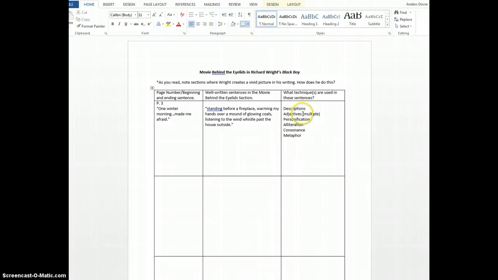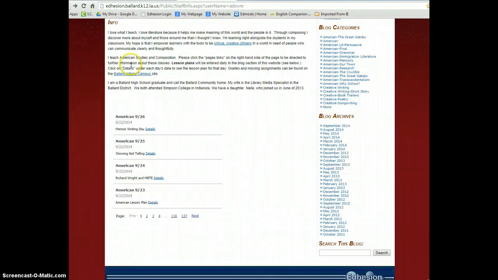And so we talked about using multiple adjectives in our description. We talked about using figurative language like personification and metaphor. We talked about using alliteration like wind, whistle, and consonants like before, a fireplace. So we went through and looked at that. This was not homework in the sense that it was not taken for points, but it was helpful for us to see examples of movie behind the eyelids techniques.